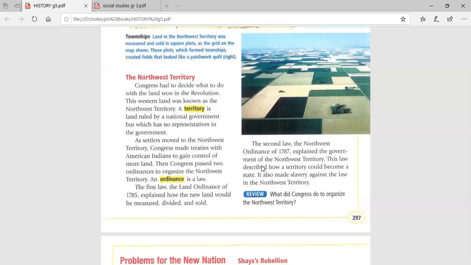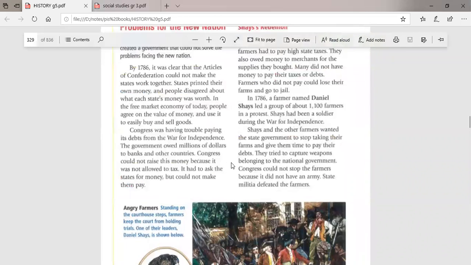So here in the Articles of Confederation, they created two ordinances or two laws. One of them the Ordinance of 1785 and the other the Ordinance of 1787. Okay, this is included in the Articles of Confederation.